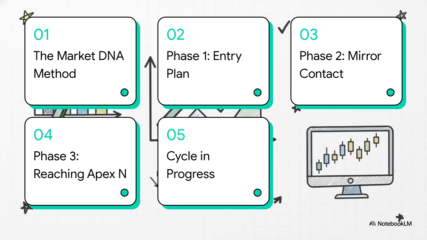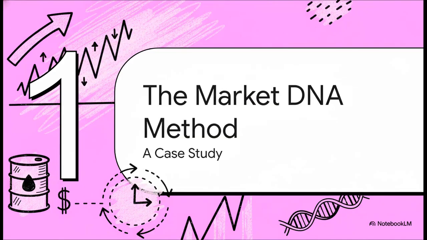So here's our roadmap for this explainer. First, we'll quickly set the stage on the market DNA method. Then we'll jump right into phase 1, which is all about the entry plan. After that, we'll see what happened in phase 2, the mirror contact event. And then we'll follow the action to phase 3 as the price reaches a point called apex N. Finally, we'll do a quick summary of where this cycle stands right now. Okay, let's get into it.